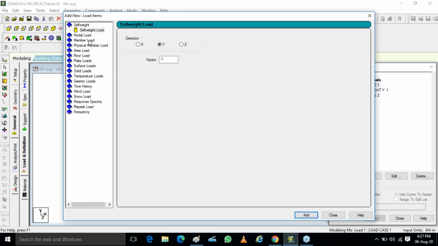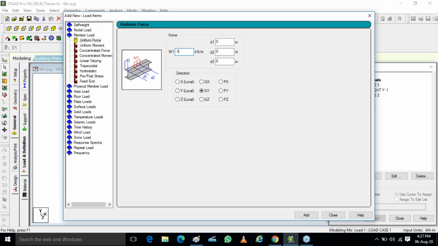Self weight is a very common thing. Then there is a wall load, which is minus 13 as per the definition of my IS code.